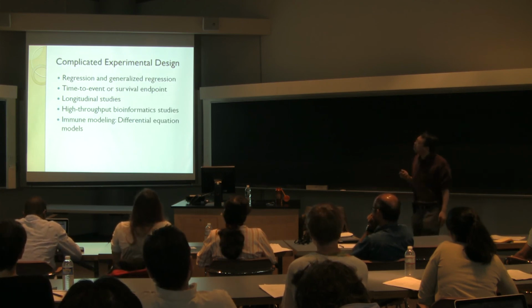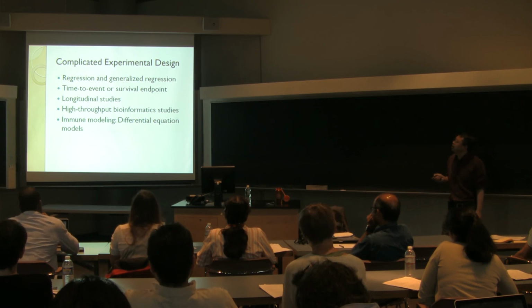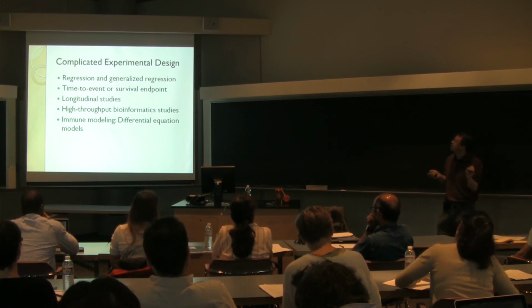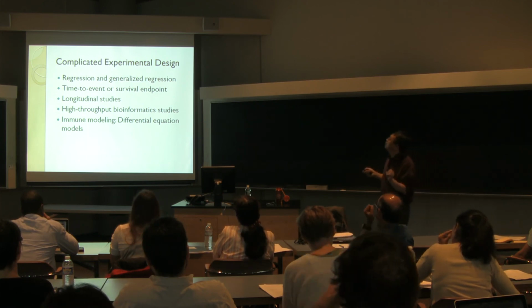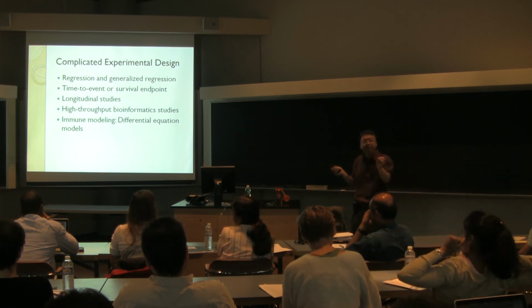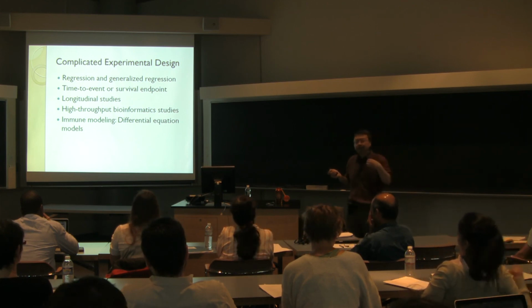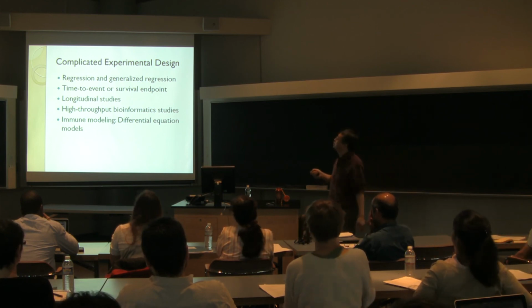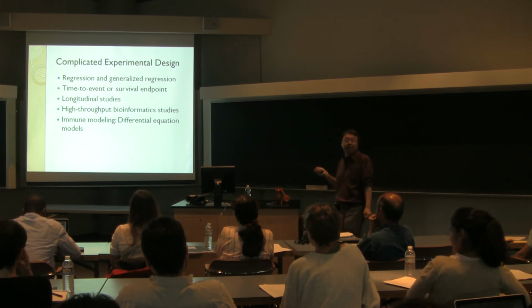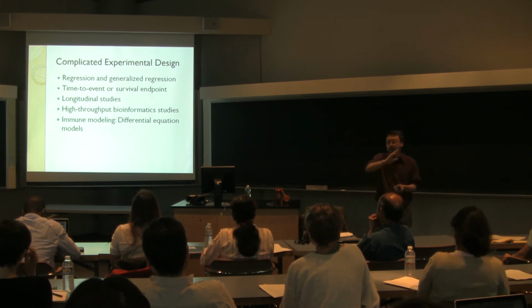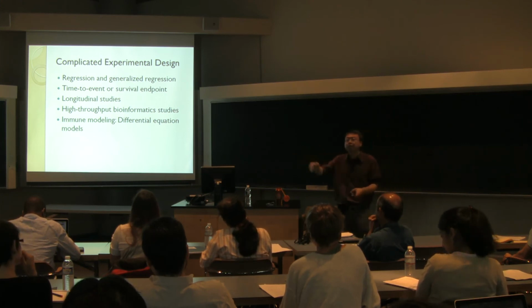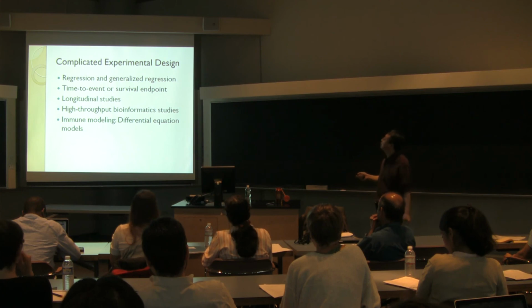And for more complicated experimental designs, for example, if you want to do some kind of regression, use a regression model to do predictions, or maybe some generalized regression, or maybe the endpoint is survival data like time to event, or you evaluate time to death or something. This is more like a survival type of study. And also you have longitudinal studies. Longitudinal means you have multiple subjects, and for each subject you measure something repeatedly, multiple times. So this is the kind of longitudinal study.